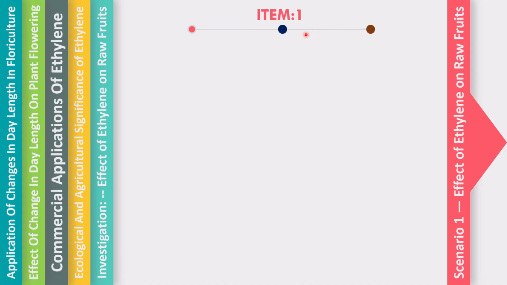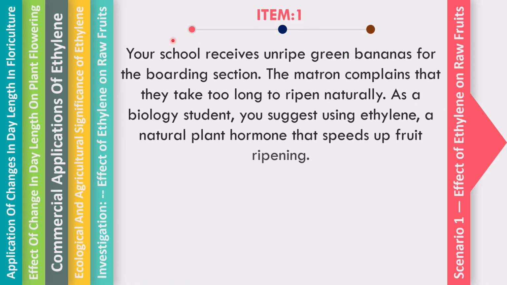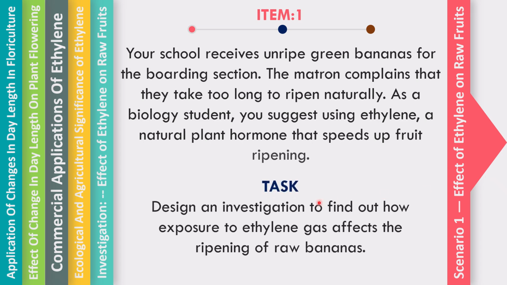Item 1. Your school receives unripe green bananas for the boarding section. The matron complains that they take too long to ripen naturally. As a biology student, you suggest using ethylene, a natural plant hormone that speeds up fruit ripening. Task: design an investigation to find out how exposure to ethylene gas affects the ripening of raw bananas.